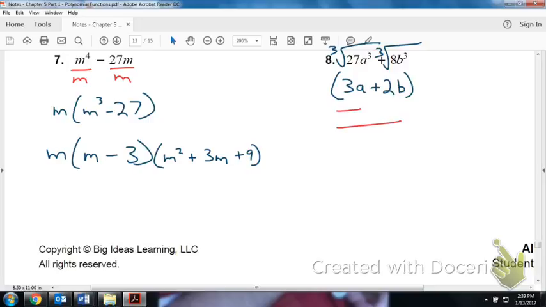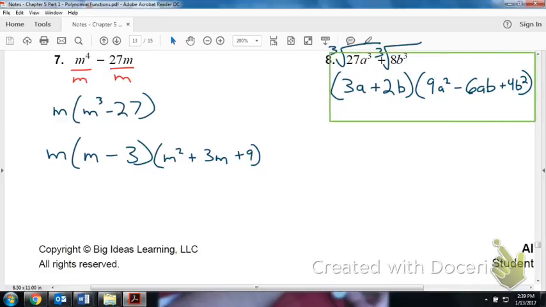All right, and then here we go. Square the first, multiply them, square the last. So 3a squared is 9a squared. Multiply, 3 times 2 is 6, so minus, because remember the next sign is minus, 6ab. Then square the last. 2b squared is 4b squared. And there she blows.